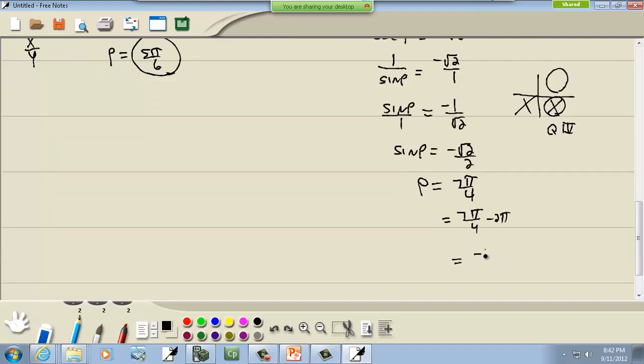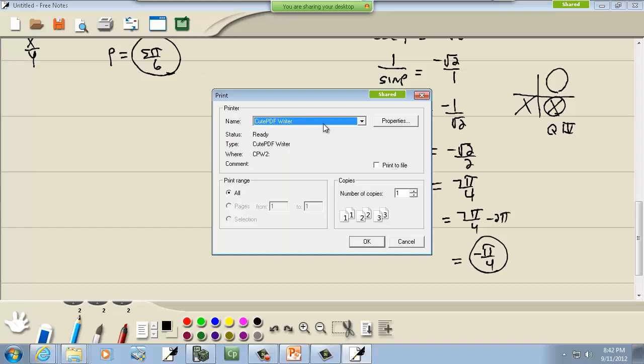And then that would give us negative pi over 4, which is valid in that range. Let me save that.